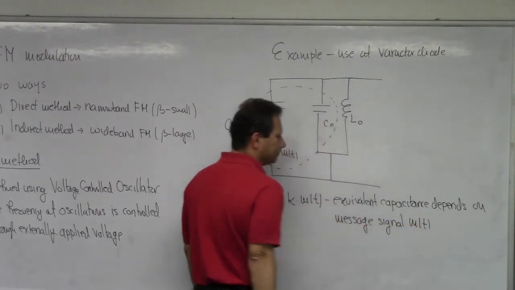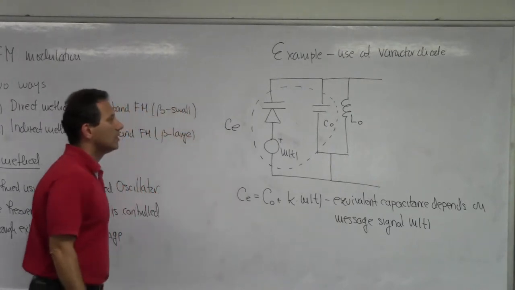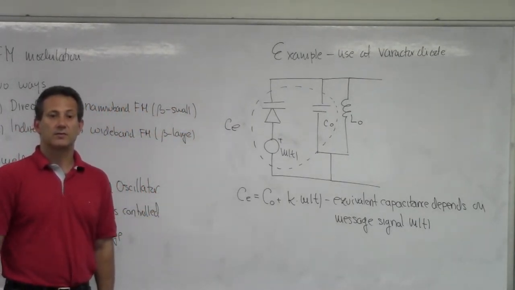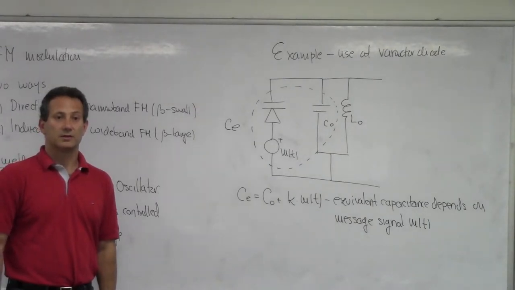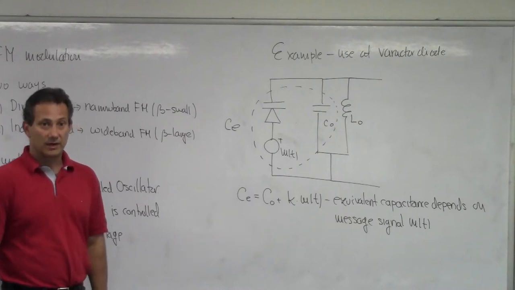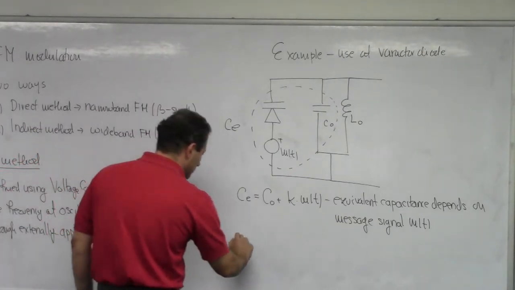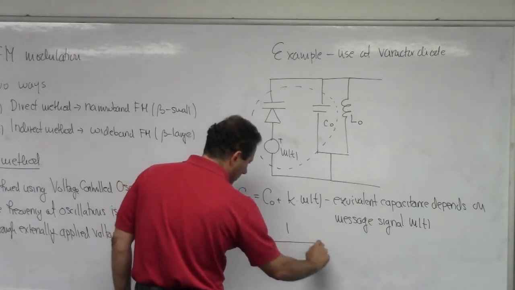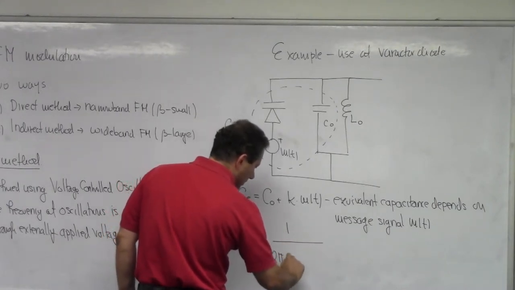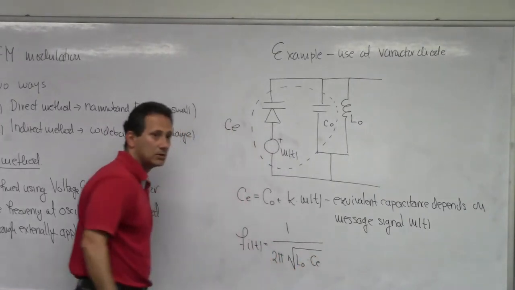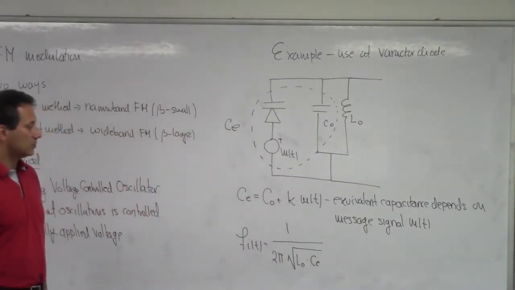M of t. Now, what is the resonant frequency for this circuit? What is the resonant frequency for an LC circuit? 1 over 2 pi square root of LC. So the resonant frequency here, f_i of t, is going to be 1 over 2 pi times the square root of L0 times C equivalent, because now this equivalent is the total capacitance.